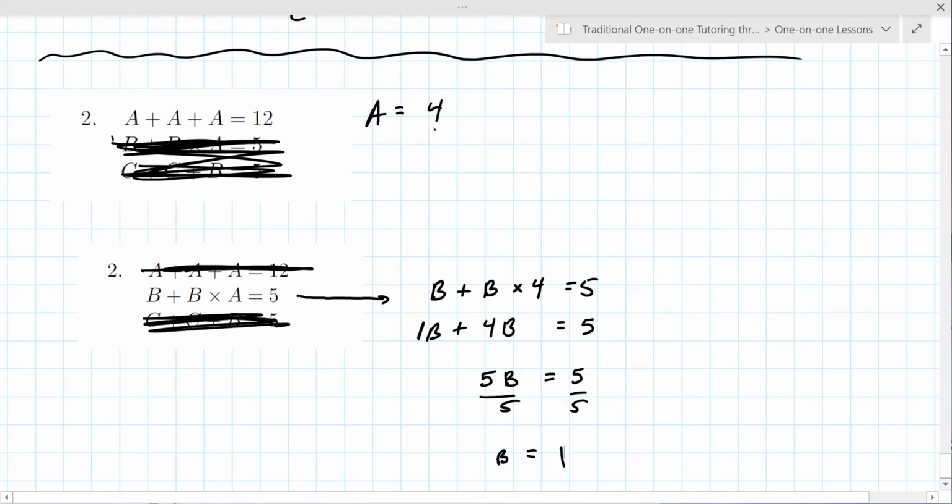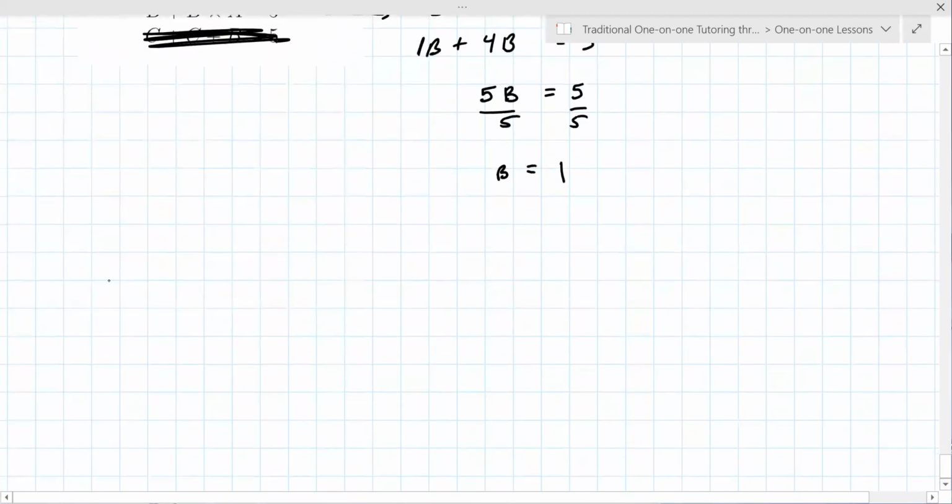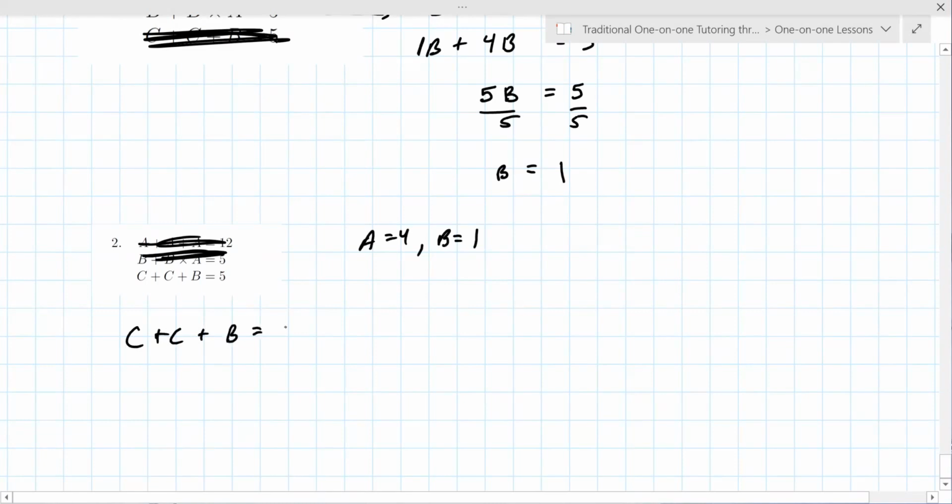Let's go to the last line here. Let me snip this in here. Okay, so we're going to this last line. We know that A is 4 and B is 1. Last line says C plus B equals 5. What is the value of B?